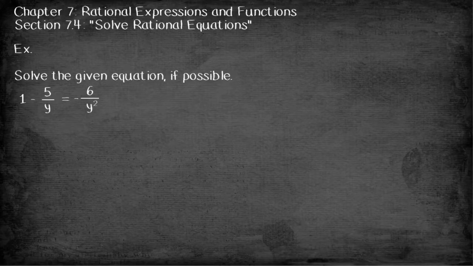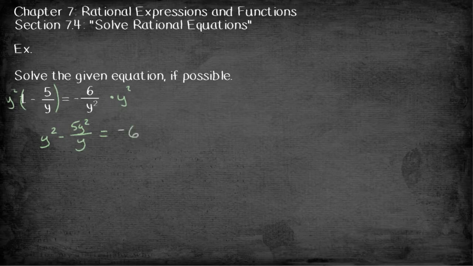Alright, we want to solve the equation if we can. I think we can rise to the challenge. So again, we want to multiply by a common denominator. In this case, a y squared would work. So if we multiply both sides of the equation by y squared, we would get y squared minus 5y squared over y equals negative 6. And this simplifies.